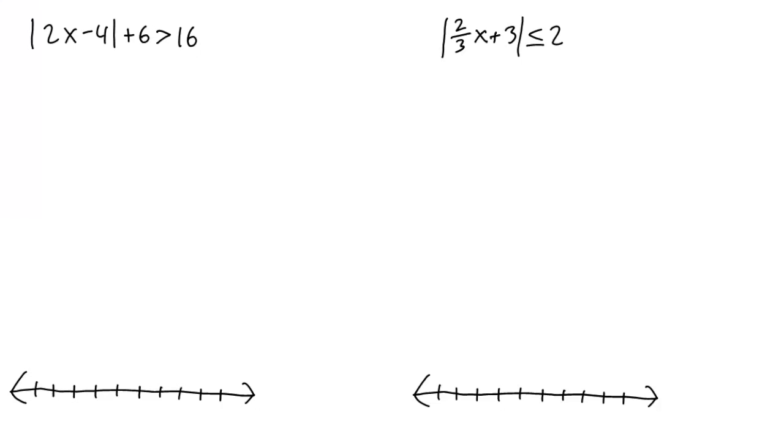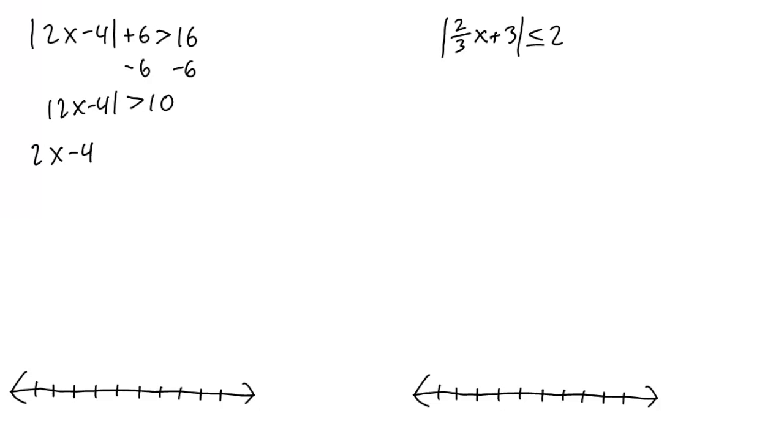Now we've got some absolute value inequalities. So once again, on the left here, we have an absolute value, but then there's a plus 6 after it. So before we do anything else, we need to subtract 6 from both sides. We need to get the absolute value by itself on the left side. So the absolute value of 2x minus 4 is greater than 10. Then we can take these absolute value signs and we split it into two inequalities.